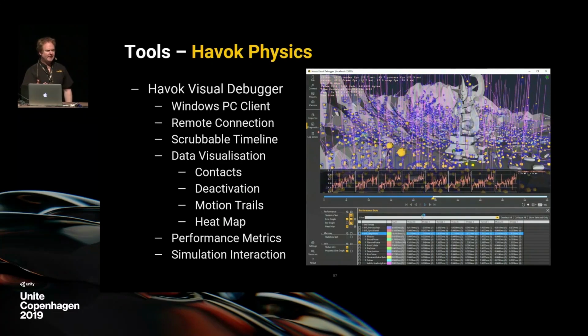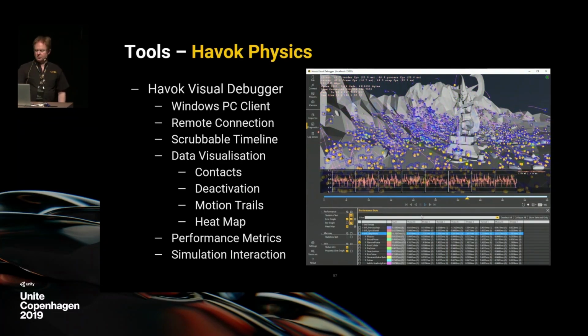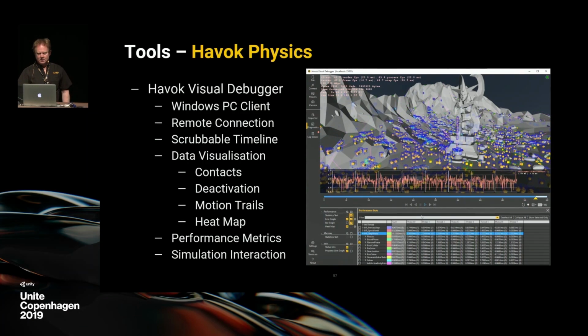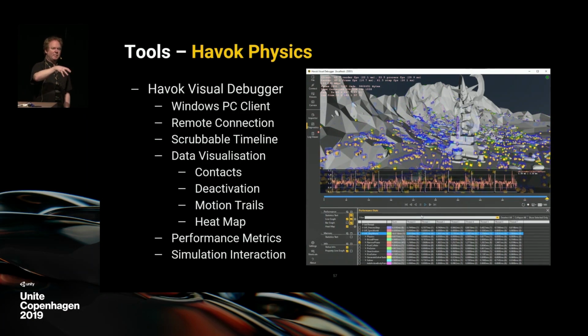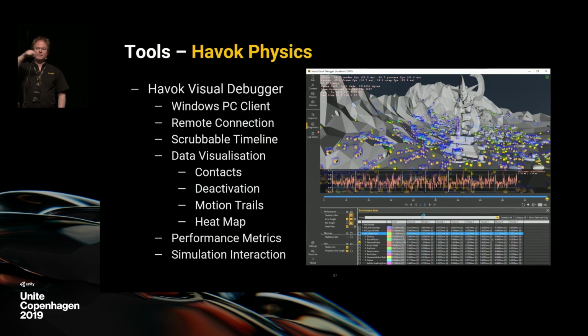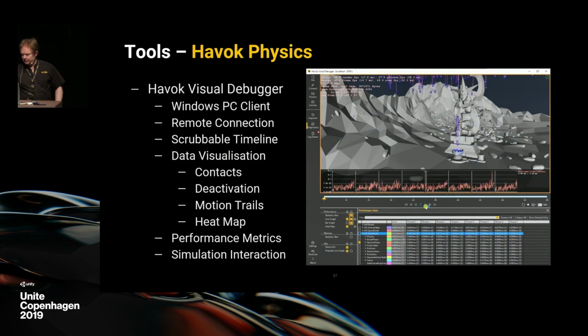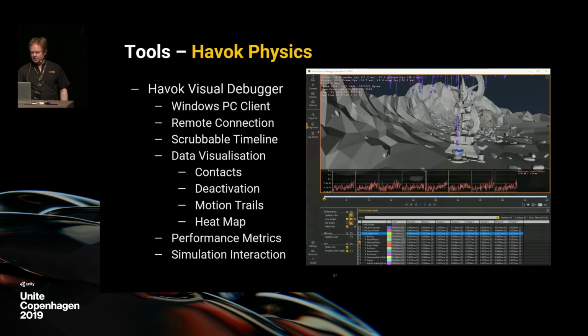You've also got the performance metrics, which dig down and show you information quite like the profiler in Unity itself. And you can actually, inside the visual debugger, pick up bodies and move them around, and they will update in your game as well, or in the editor. So there is an actual two-way interaction there as well.